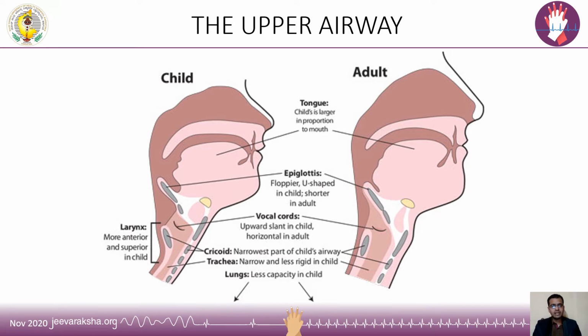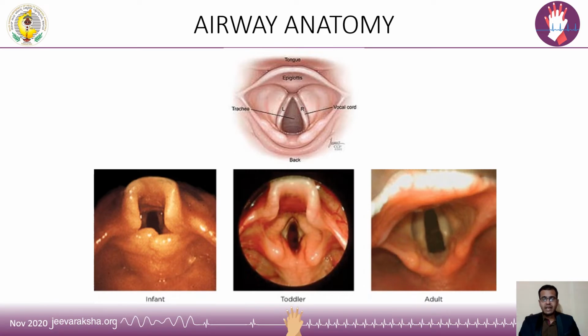Trachea is obviously narrow and less rigid, and obviously the lung capacity of the pediatrics is less compared to adults. So these are some of the basic airway differences you will have to know with respect to pediatric and adult. Next in the airway anatomy is the laryngeal inlet you will have to know.